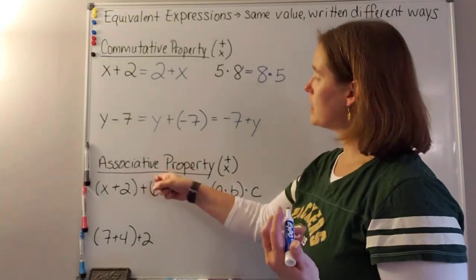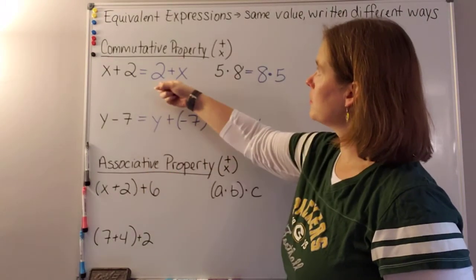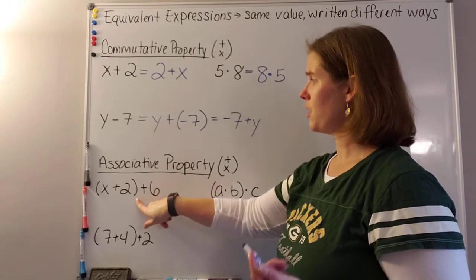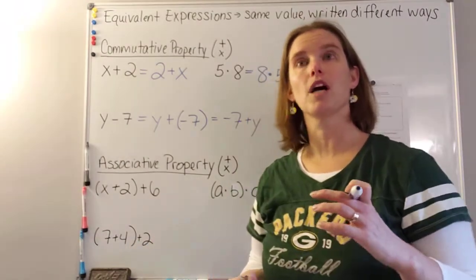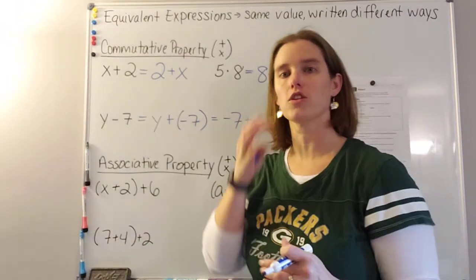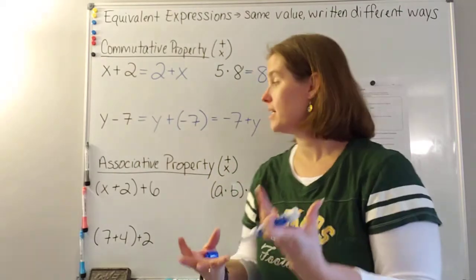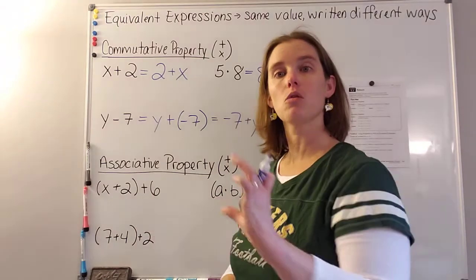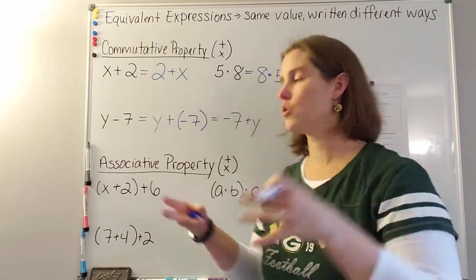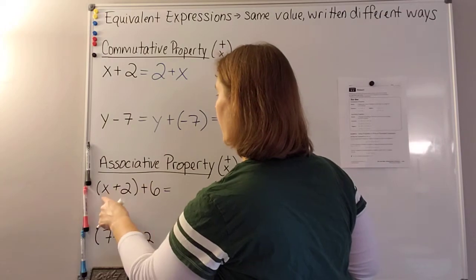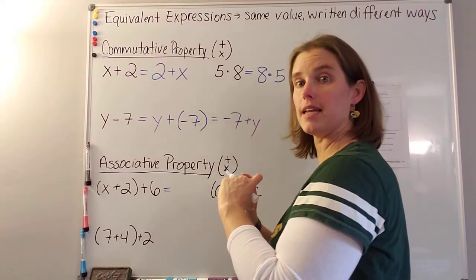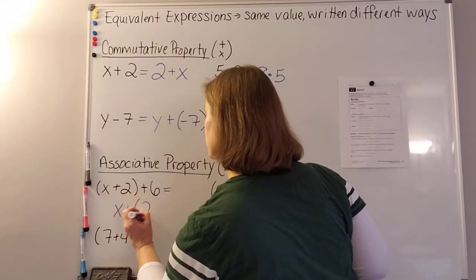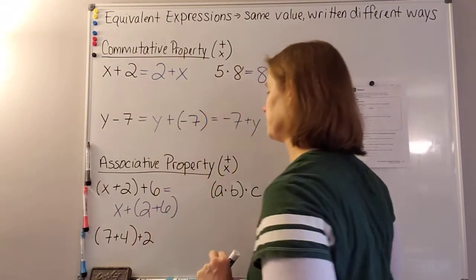So what do you notice is different between the associative property and the commutative property? Hopefully you're saying, well, I see parentheses this time. Right, because the associative property talks about what we are grouping together, or what you are associating together. So what we're going to do here is move parentheses. We're not going to change the order of the terms. We're just going to group things differently. So x plus 2 in parentheses plus 6, now I'm going to move the parentheses over, and I'm going to say it's x plus parentheses 2 plus 6.